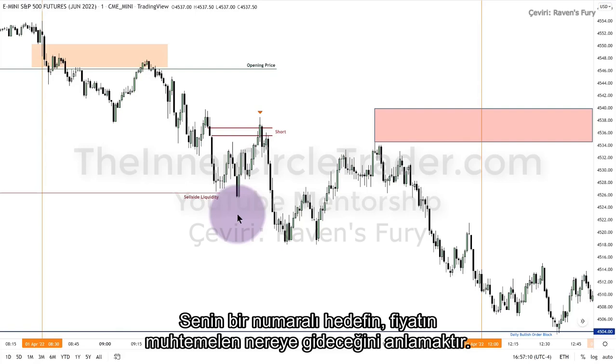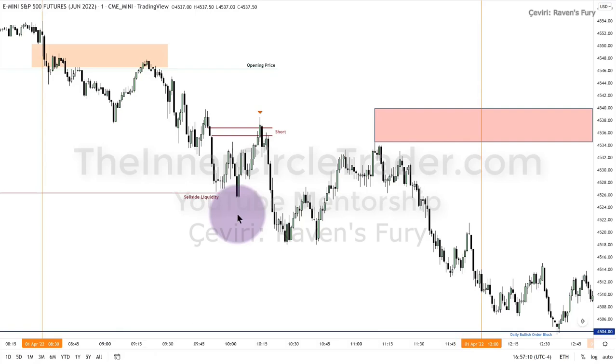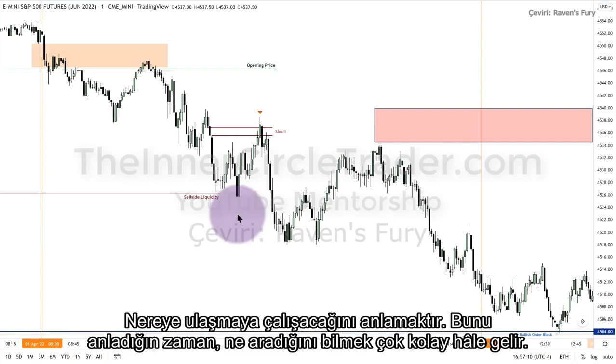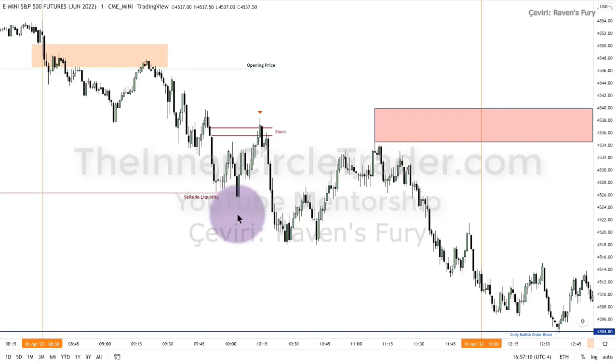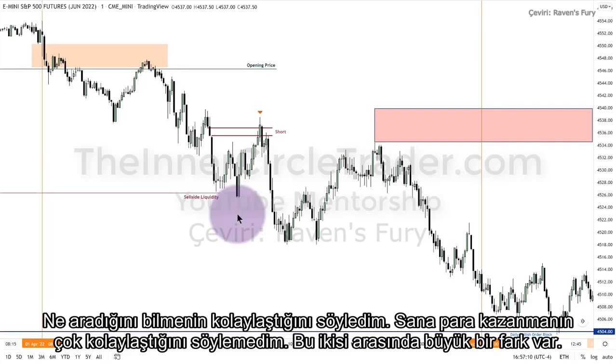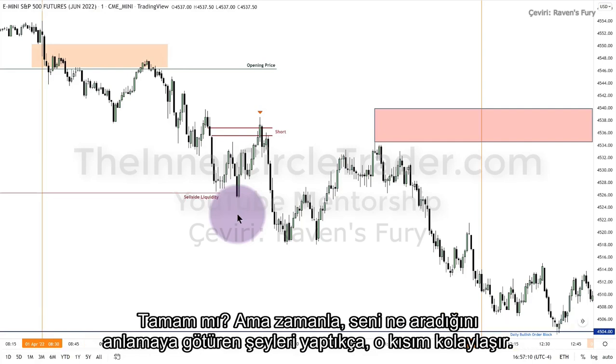Your number one goal is to understand where is it likely to go to? Where is it likely to reach for? If you have that understood, it becomes so easy to know what you're looking for. Notice what I said there? It becomes easy to know what you are looking for. I did not say it's so easy for you to make money. There's a strong contrast there, okay?